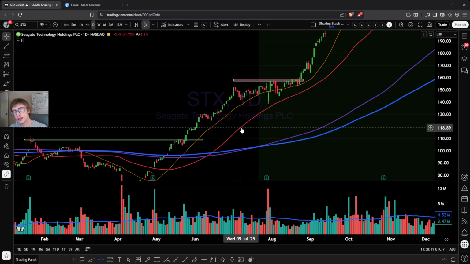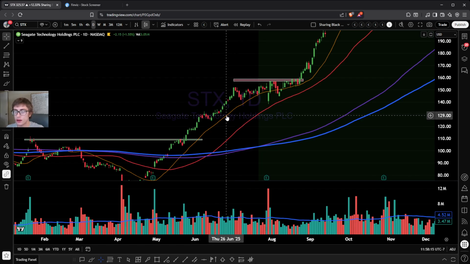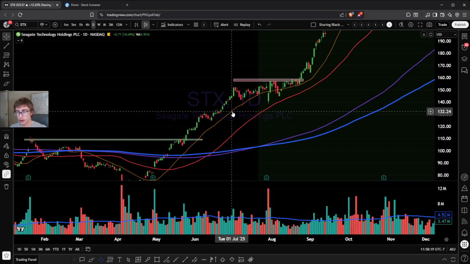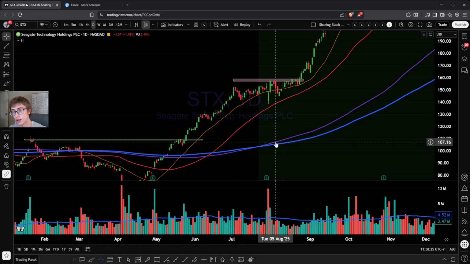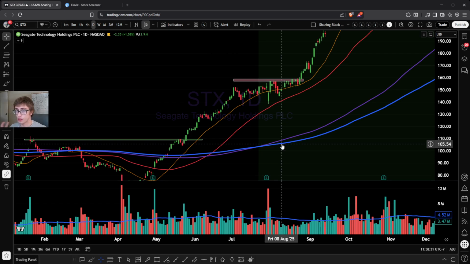So, 50 day, I'd call that like a midterm average. This yellow line is the 20 day, which I'd say is pretty short term. That's the shortest term I'll personally go for my moving averages. The purple line is the 150 day, and the blue line is the 200 day. Those are my two long-term moving averages.